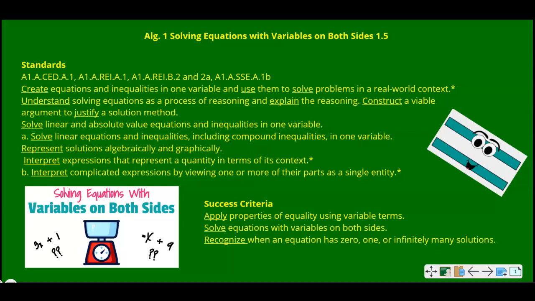Right, today we're going to talk about solving equations with variables on both sides. So as you can see, here are the state standards that we touch on today and our success criteria. To be successful, you need to be able to apply properties of equality using variable terms, solve equations with variables on both sides, and recognize when an equation has 0, 1, or infinitely many solutions.